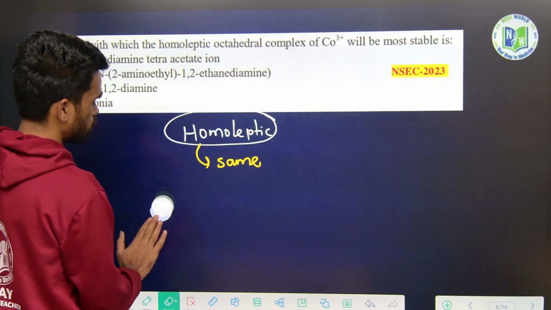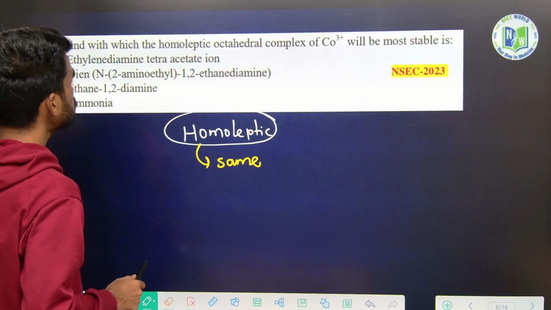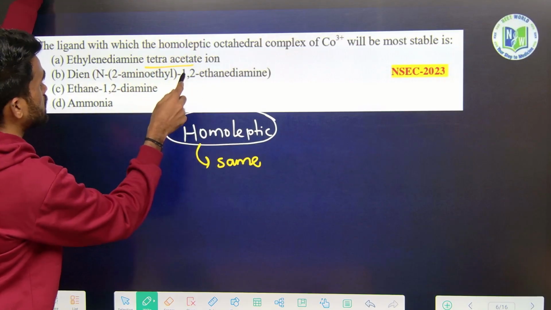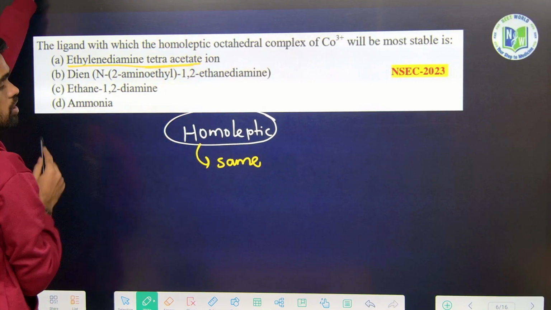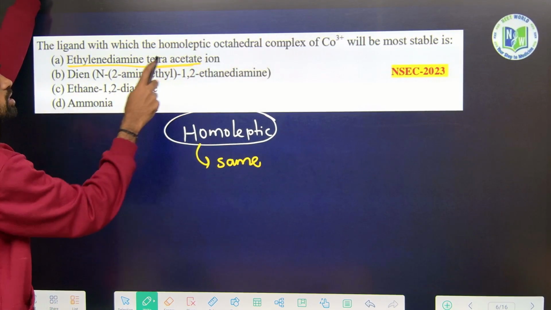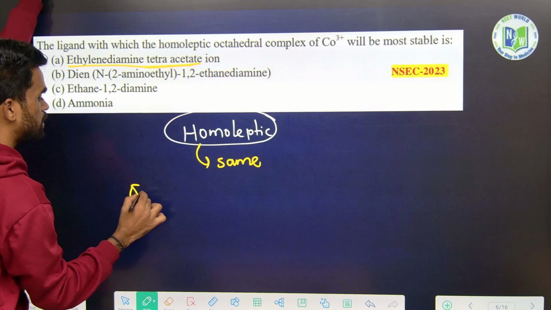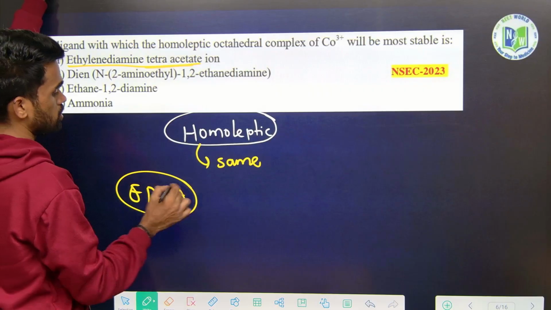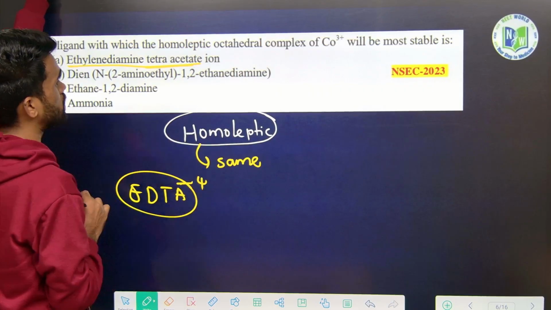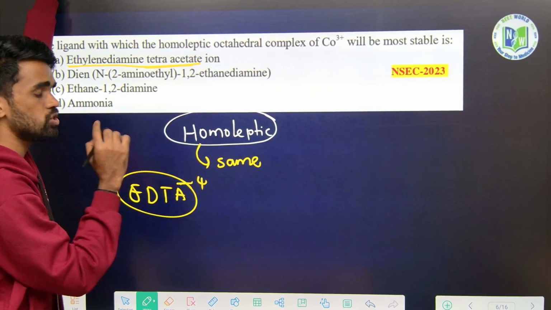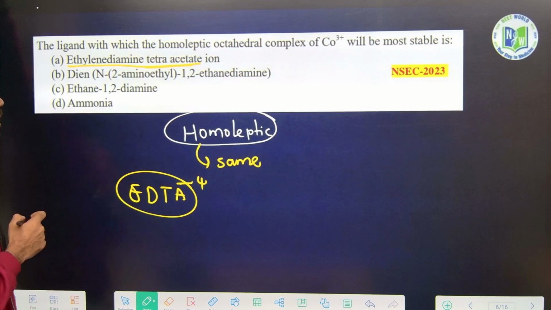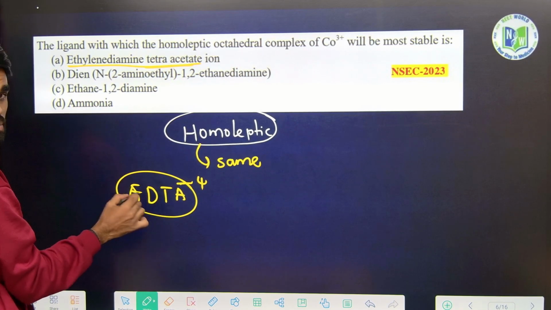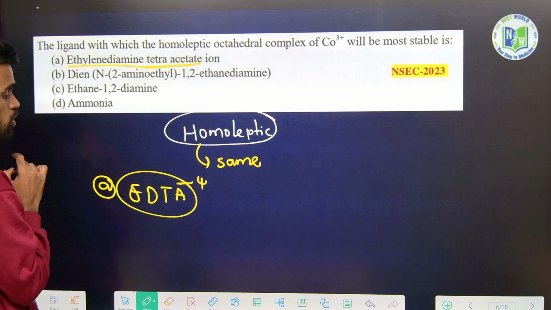Now look at the given complexes. Ethylene diamine tetraacetate, this complete species is a ligand, EDTA in short form, which is a hexadentate ligand. The EDTA ion has a -4 charge here, which is octahedral. This is one complete type of ligand, so I can say this is a homoleptic complex only.